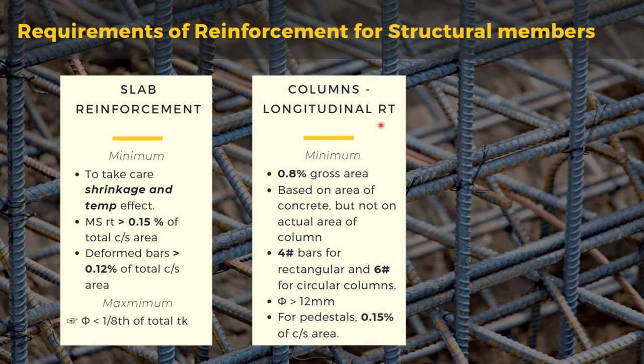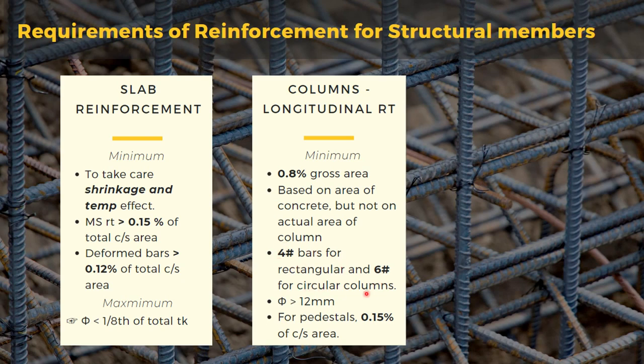So first we shall see about the longitudinal reinforcement. The minimum should be 0.8% of gross area based on area of concrete. The minimum reinforcement should be based on the area of concrete only, but not the actual area of column. And in case of rectangular column, minimum number of bars is 4.